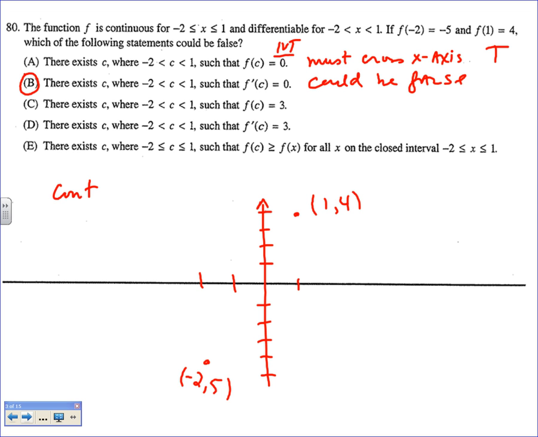It could happen, like we could have something like a parabola whose vertex is between negative 2 and 1, and that would clearly meet that requirement, but it doesn't have to be anything like that.